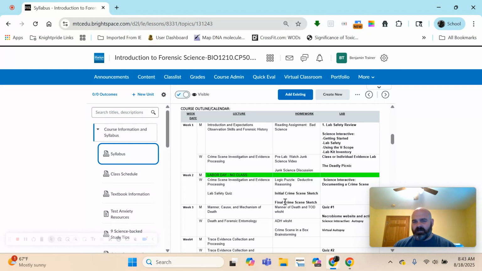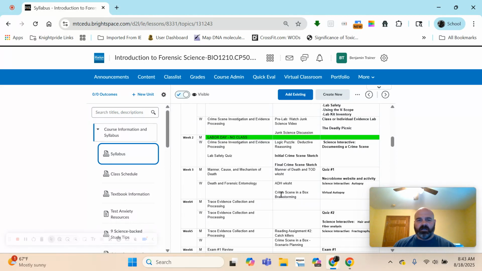Things like that. I don't think we have a final crime scene sketch. We have a crime scene sketch that you'll be doing, but I don't remember what I call it. So one of these is accurate, one of these isn't as accurate. I apologize for that. But again, I've been tweaking and modifying a lot of this summer to try to make it a little bit easier and more user friendly.